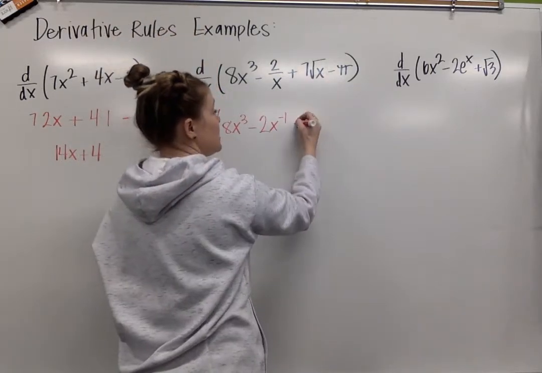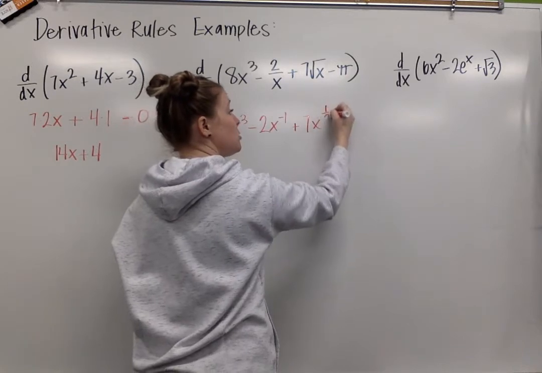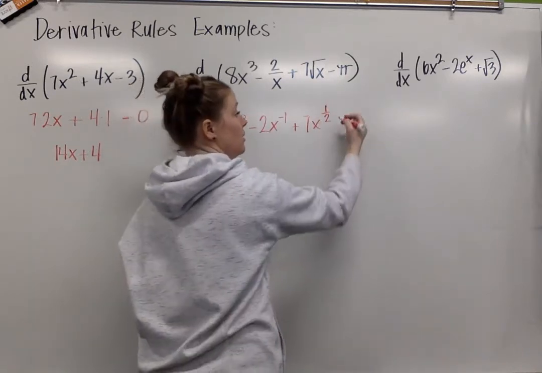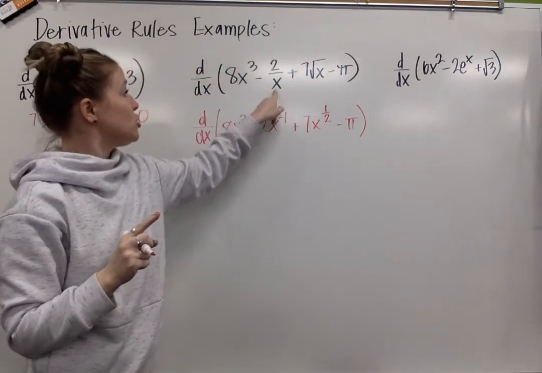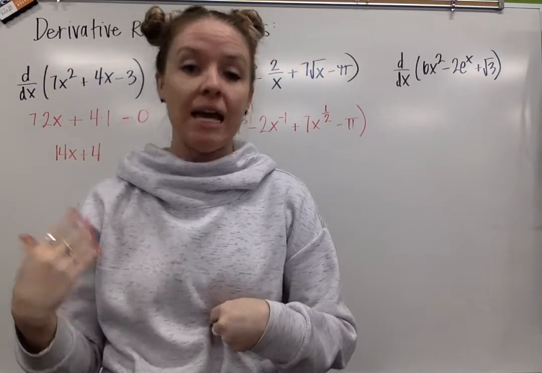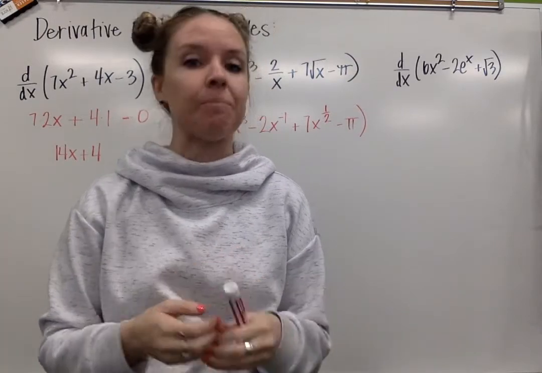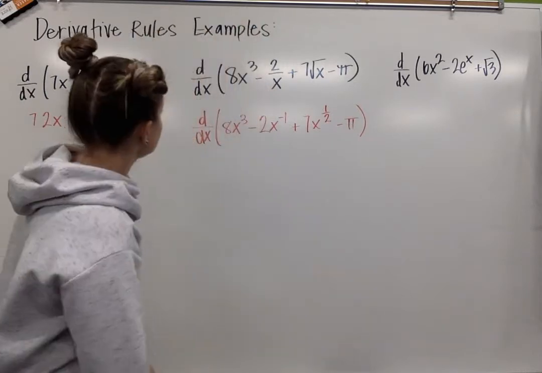And then a second way that we can write the square root of x, that is just x to the 1/2 power minus pi. So what I've done is I've taken these two scary looking functions. Well, how do I take the derivative over x? How do I take the derivative of a square root? I just made it a power rule, so I can use the rules that we just talked about.